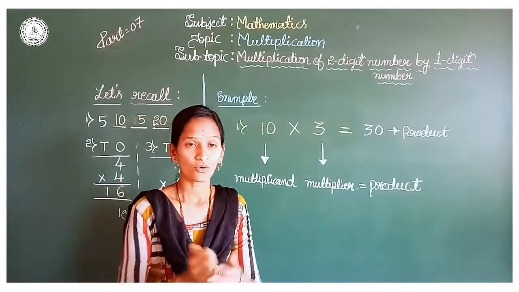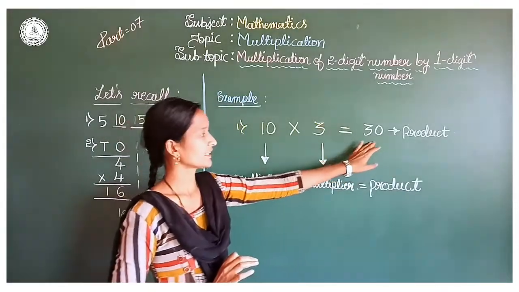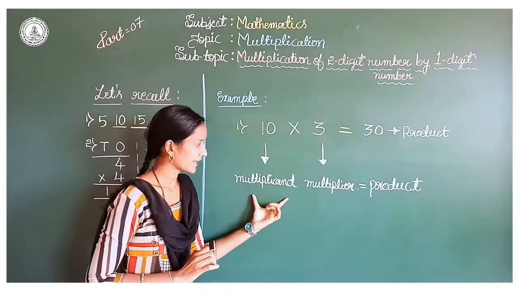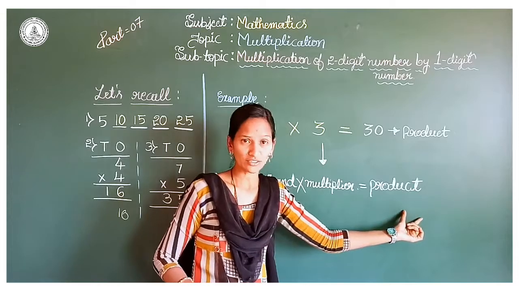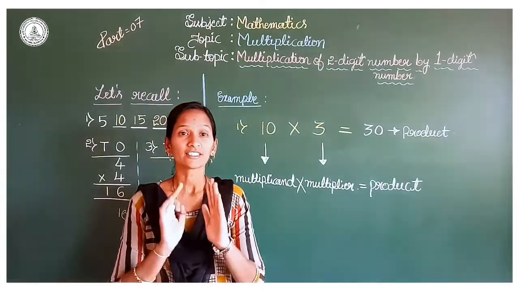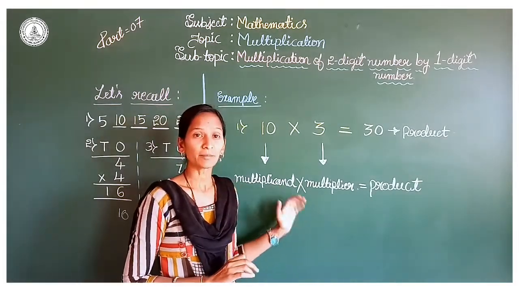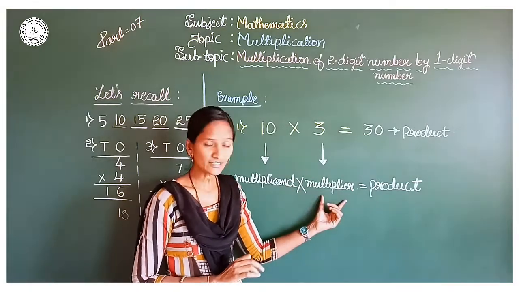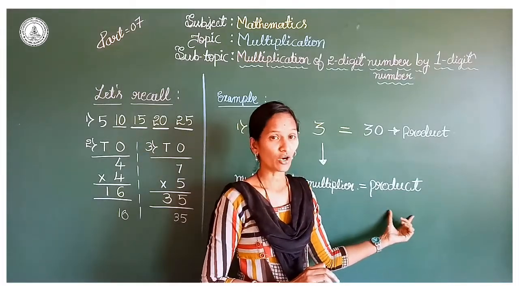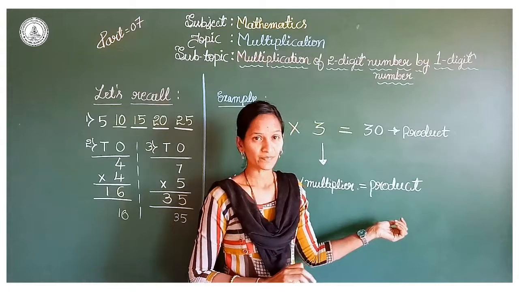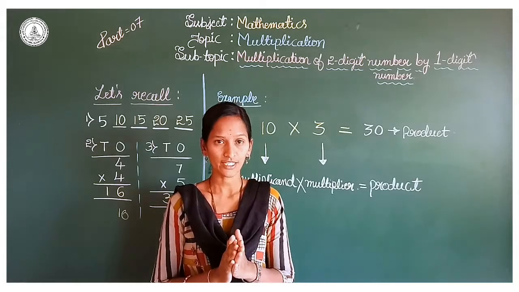So already you know in multiplication the answer is called the product. So in this problem, 30 is the product. So multiplicand into multiplier gives a product, right? In multiplication the number which is multiplied is called the multiplicand, the number by which we multiply is called the multiplier, and the result, the answer in multiplication, we call the product, right? So now I will show one more example to you.